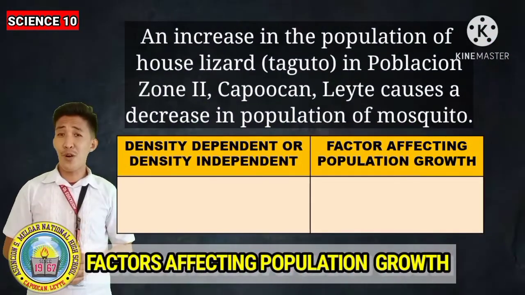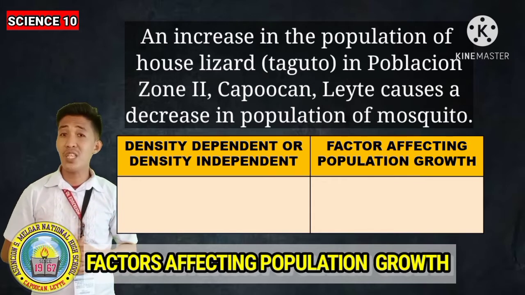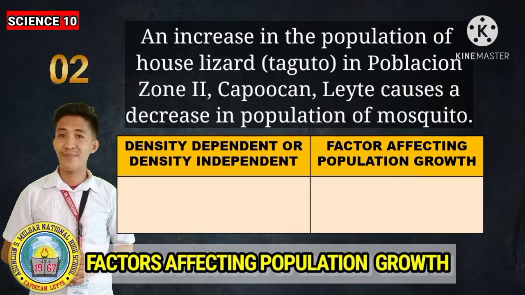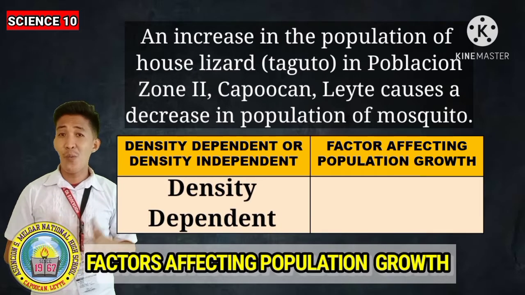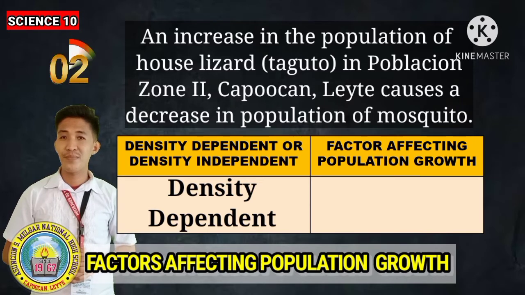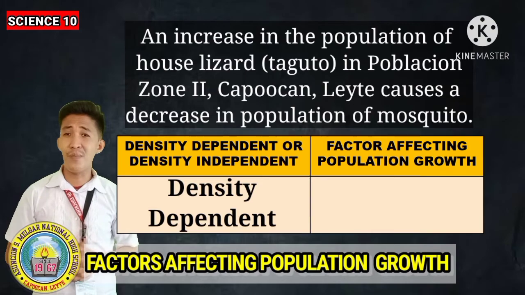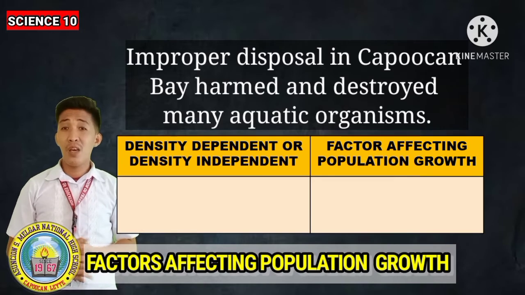An increase in the number of house lizard or tcomponents in population zone 2, Capoocan, Leyte causes a decrease in the population of mosquito. Now, is the situation density dependent or density independent? Excellent! It's density dependent. What about the factor that affects the population growth? Awesome! It's predation.